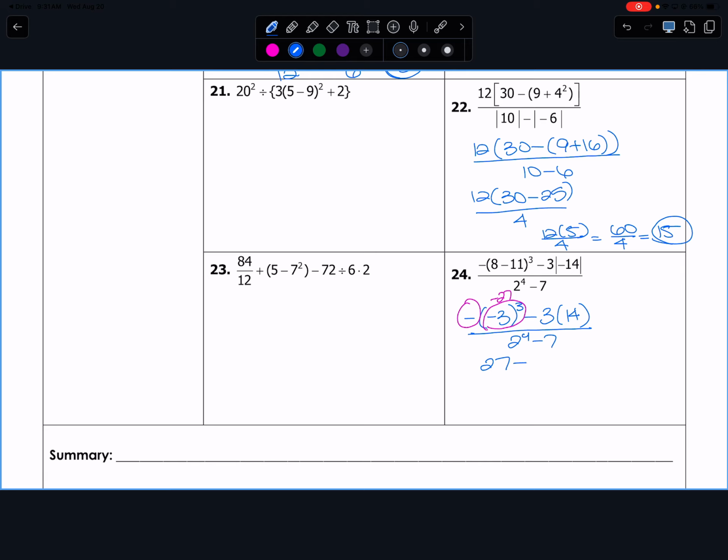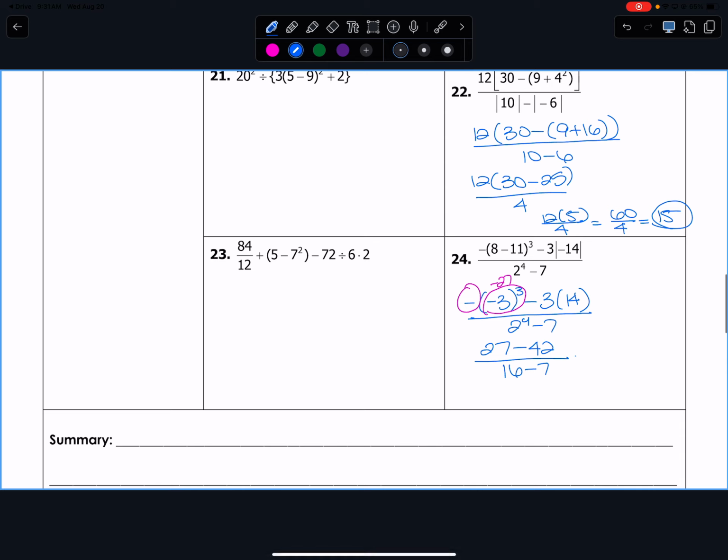Minus 3 times 4, which is 42. 2 to the 4th is 16, and then subtracted 7. So I get negative 15 over 9, which they're both divisible by 3, so I get a negative 5/3. Questions that you guys have?